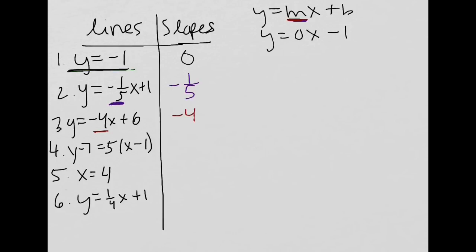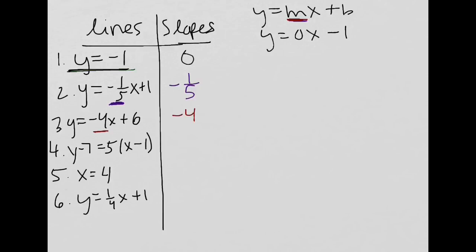So far, with these 3 slopes, we've found 0, -1/5, and -4, and none of those are opposite reciprocals of each other. Okay, so we have to keep going to see if we have any that end up being opposite and reciprocal. Okay, so let's look at number 4.